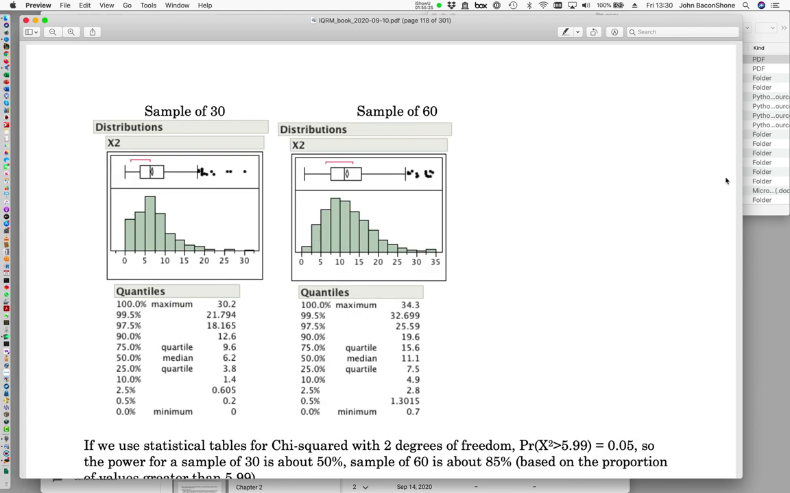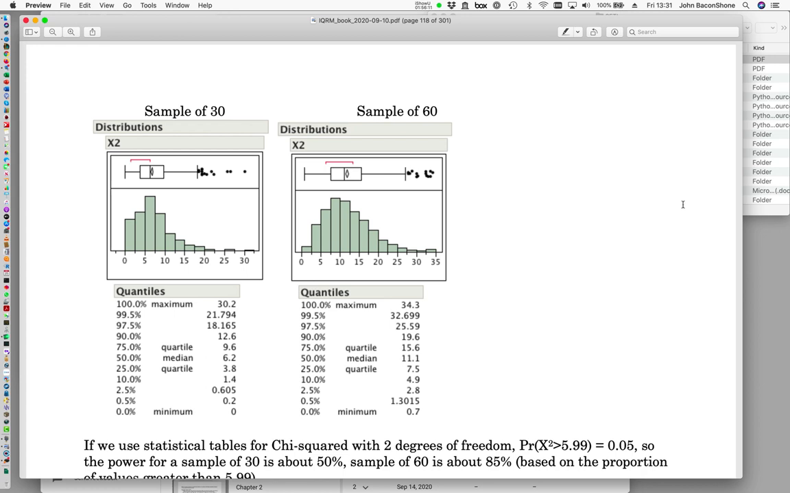On the left-hand side here, we've got the results for a sample of 30. On the right-hand side, we have the results for a sample of 60. If we look up in statistical tables, it turns out that the degrees of freedom, as I said, is the number of categories minus 1. We have 3 categories, so it's 2 degrees of freedom. And the 95% cutoff, or 5% significance level, the cutoff value is 5.99. In other words, we will reject the null hypothesis at 5% if we get an x squared value of 6 or above.